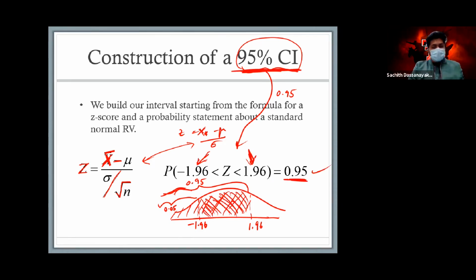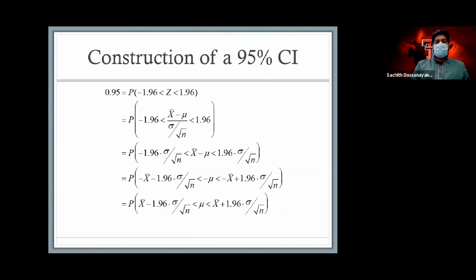This is the basic idea behind the confidence interval. Still we haven't derived anything. We just use what we already know. This is the probability between these two, right? Remember how we find that? It is 0.95. This is what we had in the last slide.